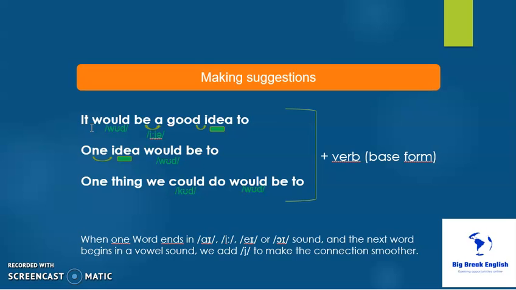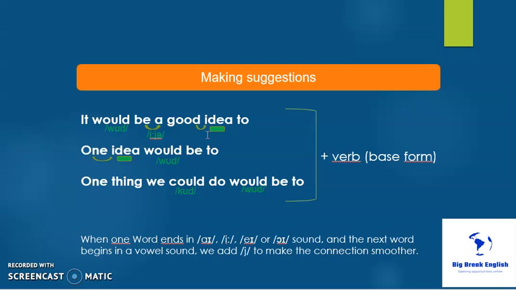so a few things to look at here in the pronunciation. First, the word idea. The stress is on the second syllable, idea. And idea starts with a vowel sound, and in the previous word good, it finishes in a consonant sound. So we have this link, this connection. So it's good idea to.